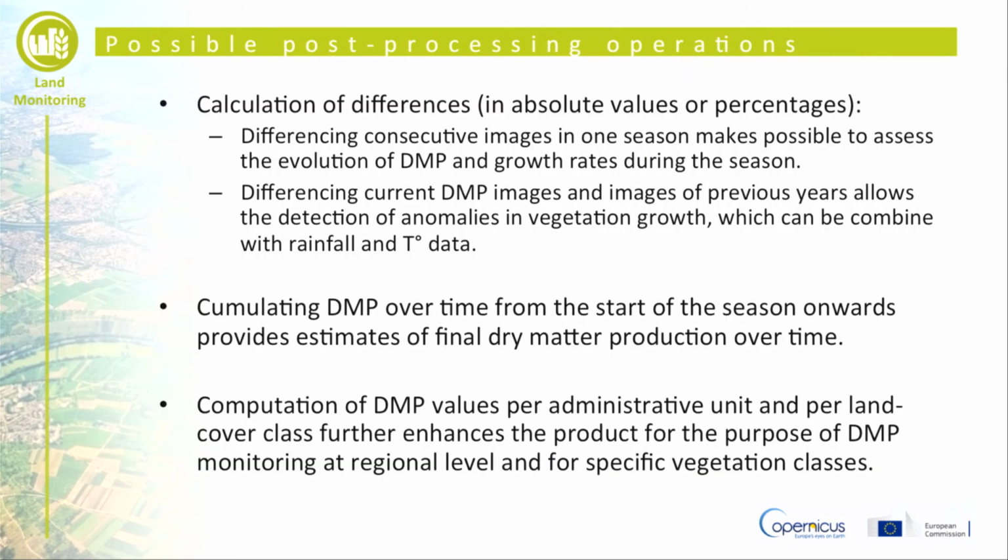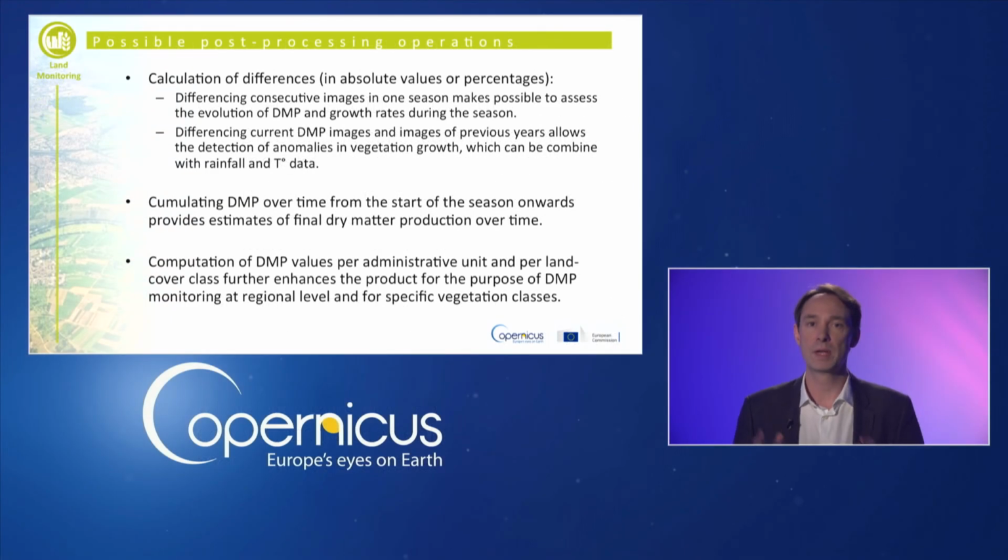Now, I would like to propose possible post-processing operations. You might need to monitor the evolution of the DMP and the growth rate during the growing season. This could be easily done by differentiating consecutive DMP maps in one season, either in absolute values or percentages. Differentiating DMP maps of the current year with maps of previous years allows the detection of anomalies in vegetation growth, which can be combined with rainfall and temperature data.